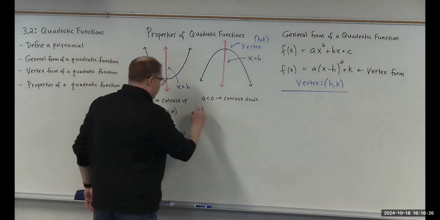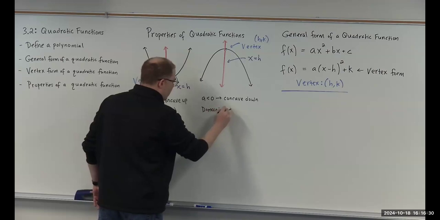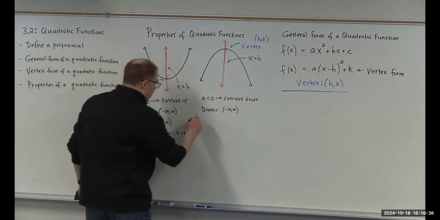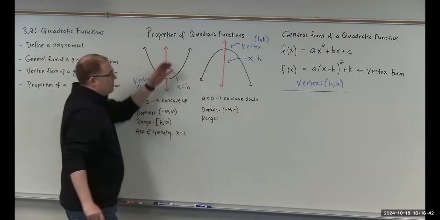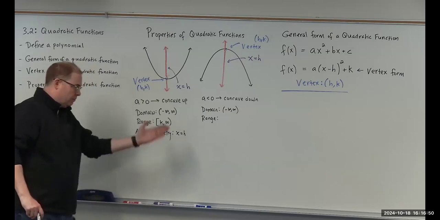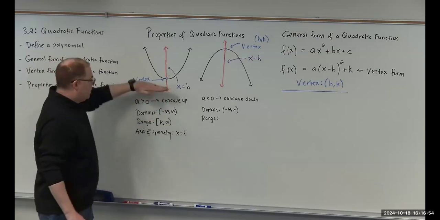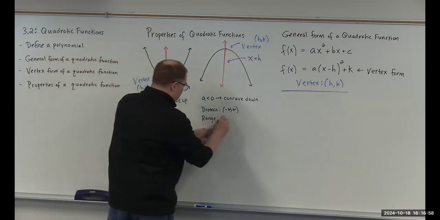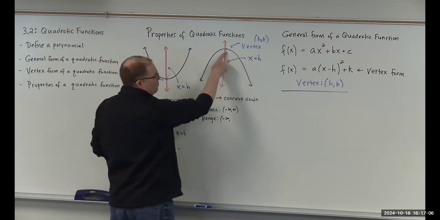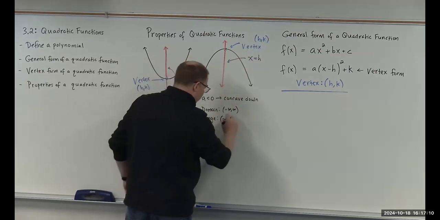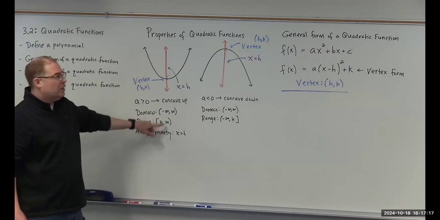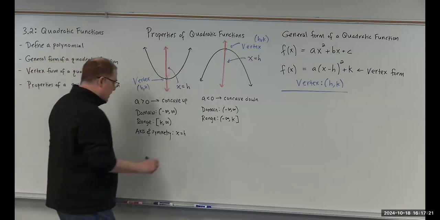Okay, so let's look at this case. The domain is going to be all reals. It's a polynomial. Every polynomial, the domain is all reals. The range this time is going to be different because now it's facing downward. Remember, for range, if you're looking in the y direction, you're going from bottom to top. So we're starting from minus infinity and going up to the vertex. The y value there is k, and we include k in our set. That's why we put a bracket, because that point is defined. And the axis of symmetry is the same.